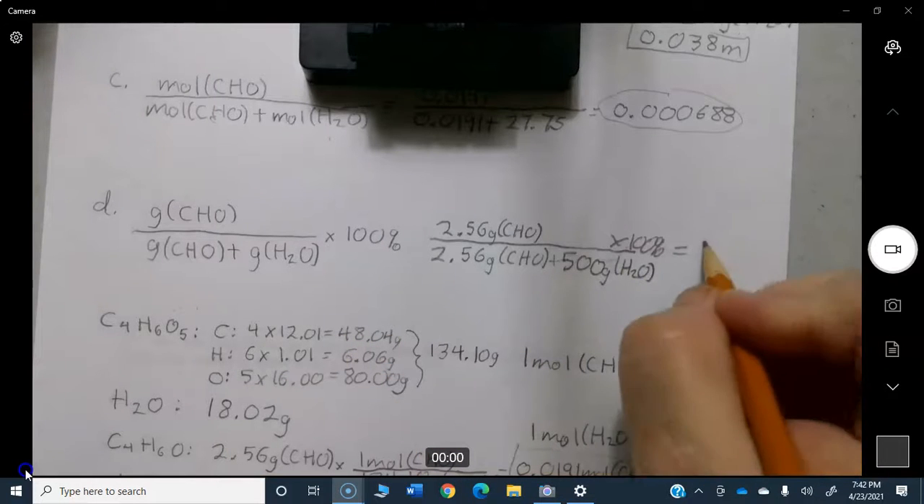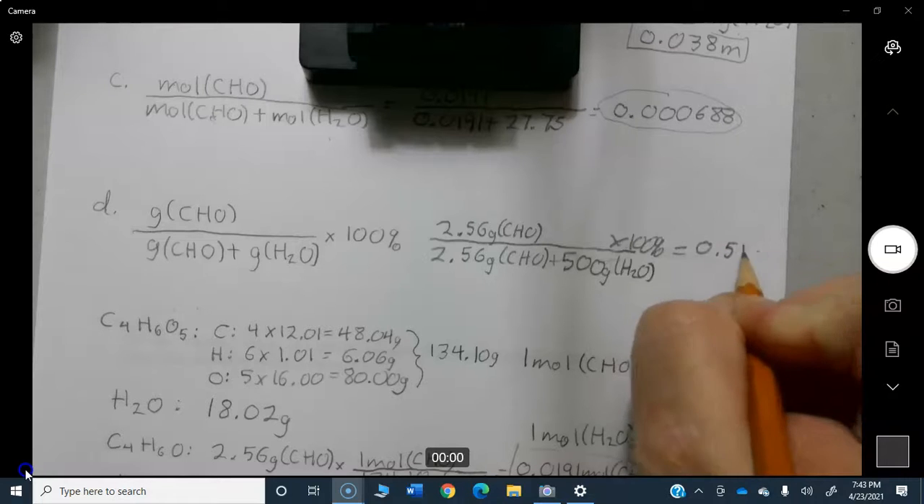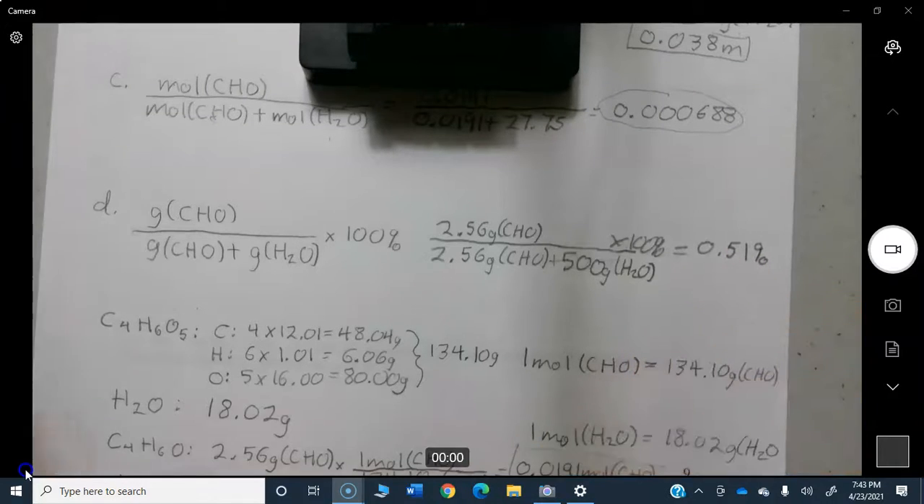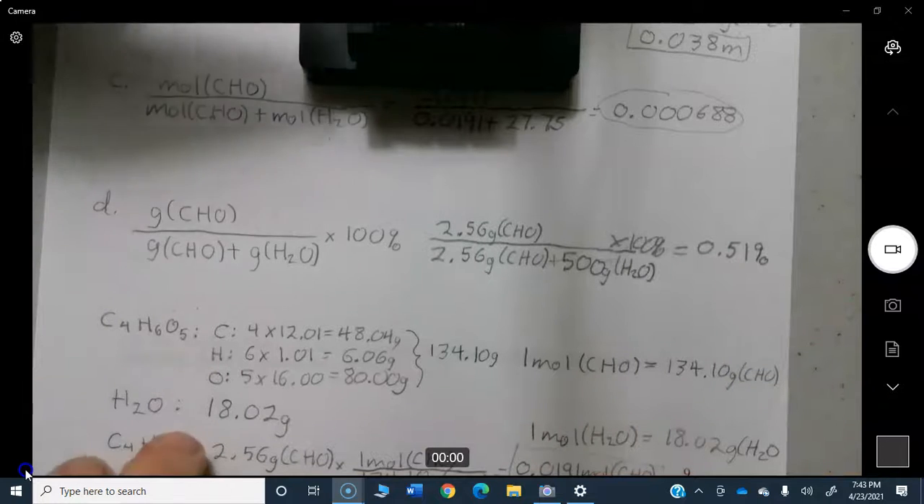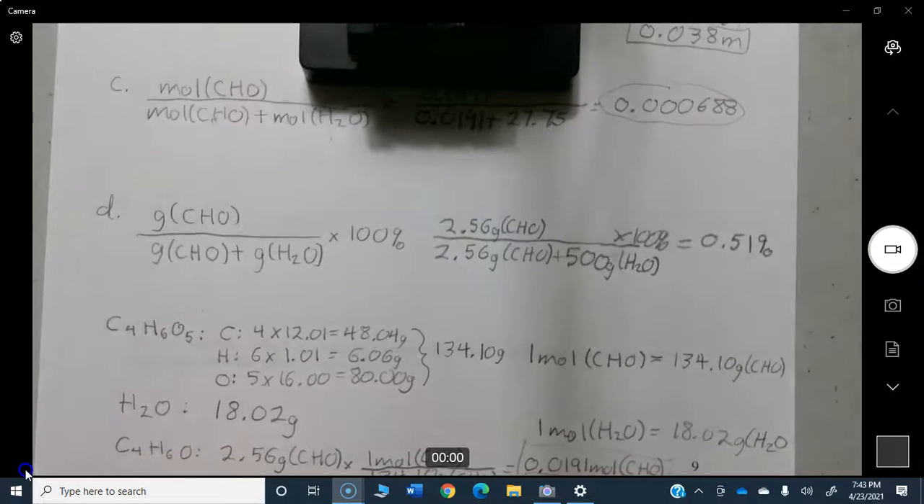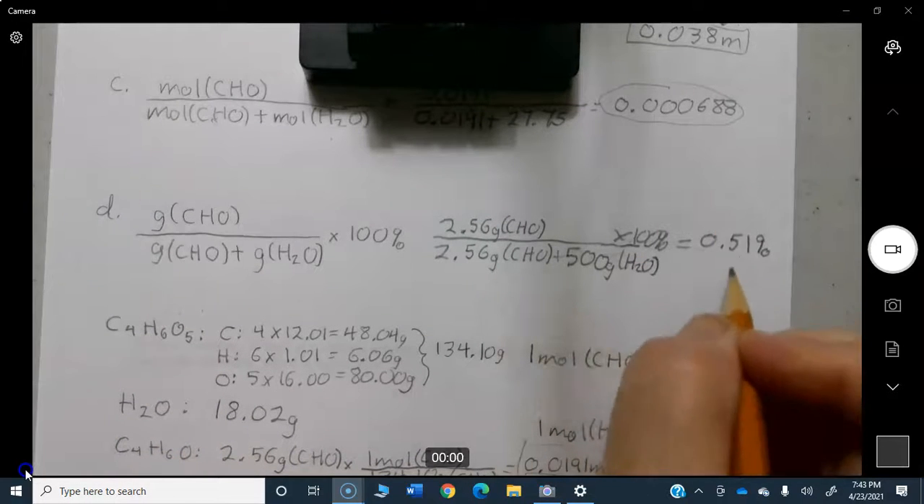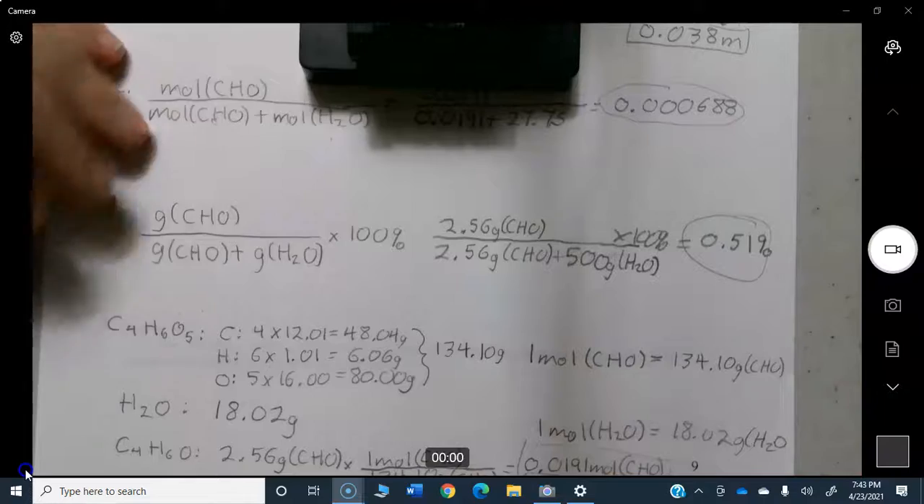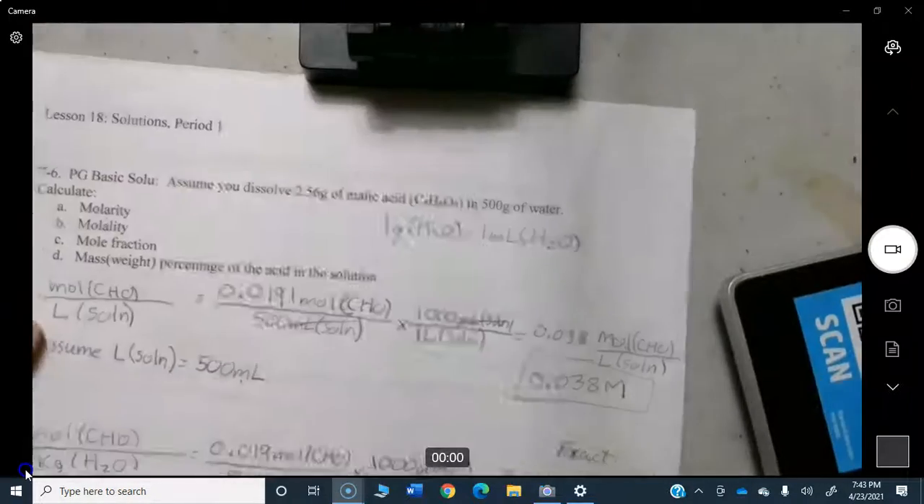Okay, and for this we get 0.51%. So basically 0.5% of the solution is the malic acid. That means if you take 100% minus 0.51, that'll be the percent that's the water. But it didn't ask you that, so you don't need to do that. So there's the answer for that. Okay, so that takes care of this problem, and it just asks you to kind of wrap up by doing a problem where you had to figure out pretty much everything.